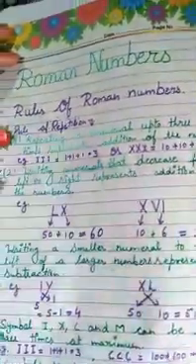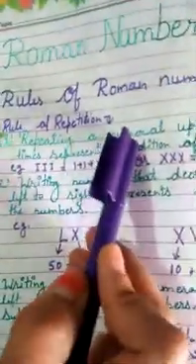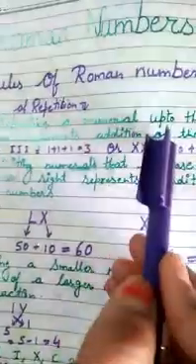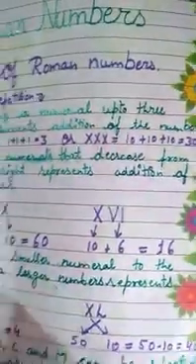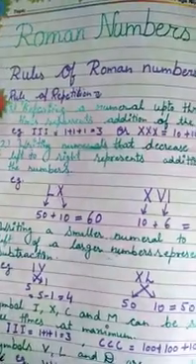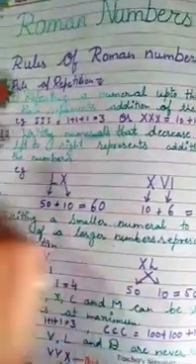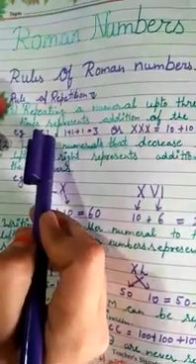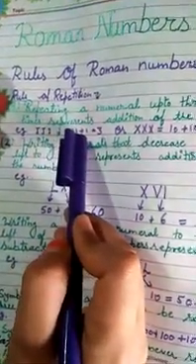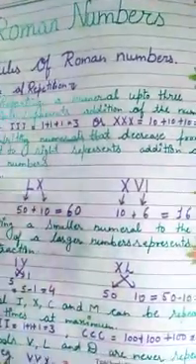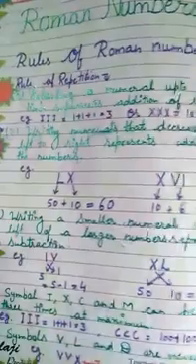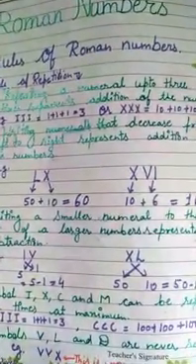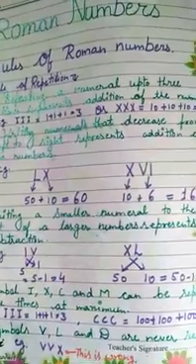The first rule is the rule of repetition. What is the rule of repetition? Repeating a numeral up to 3 times represents addition of the numbers. For example, I I I means 1 plus 1 plus 1 is equal to 3. If we repeat any symbol up to 3 times, then we will add it.